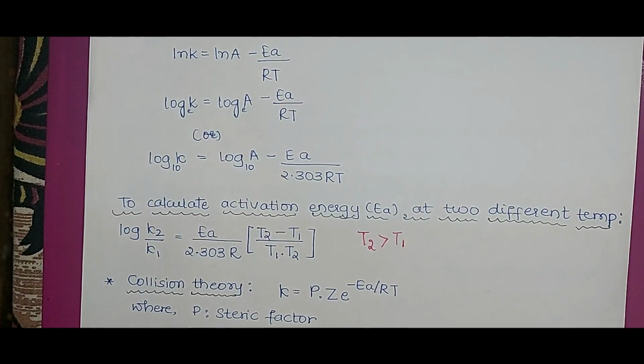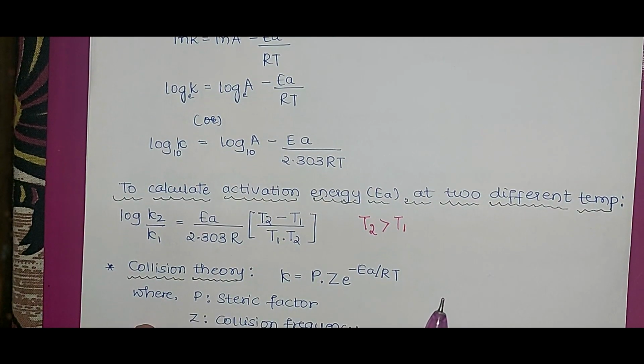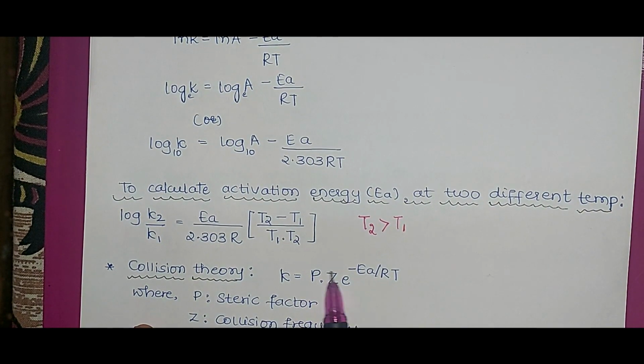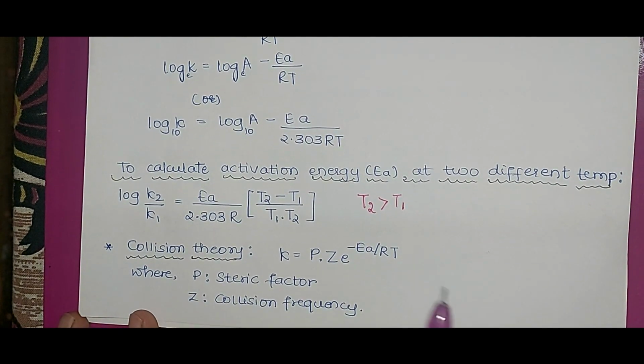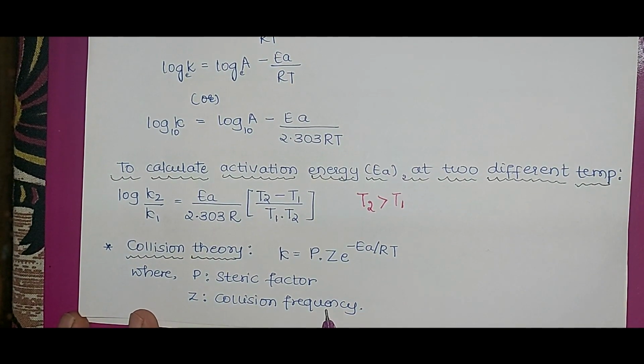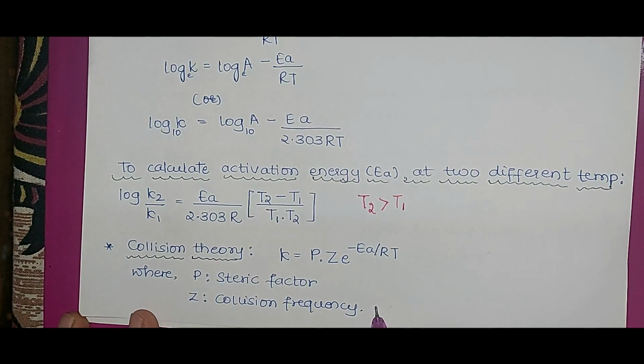Next is collision theory. The equation obtained is k = P Z e^(-Ea/RT), where P is steric factor and Z is collision frequency. Collision frequency is the number of collisions taking place per second per unit volume. And according to collision theory, only if the molecules have proper orientation and proper activation energy can they form the product. So this was regarding the collision theory.